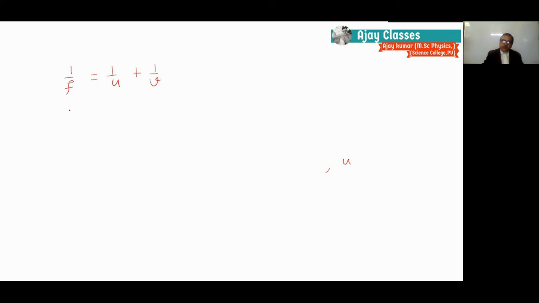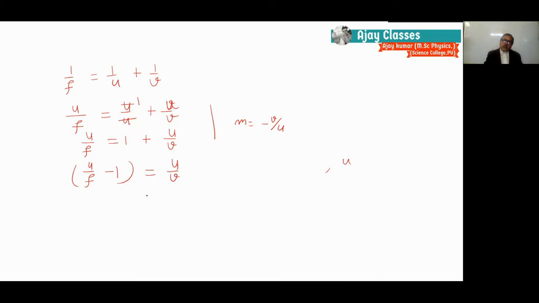Now, when we multiply this formula with u on both the sides, we get u by u plus u by v. u by u cancels out, it becomes equal to 1 here, plus u by v, and on the left side u by f. Now, how to relate this formula? We know that magnification is minus v by u. So keeping in mind the meaning, we write u and f with the minus sign, and we get u minus f by f equal to u by v.